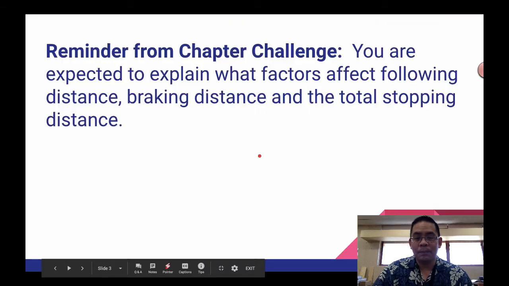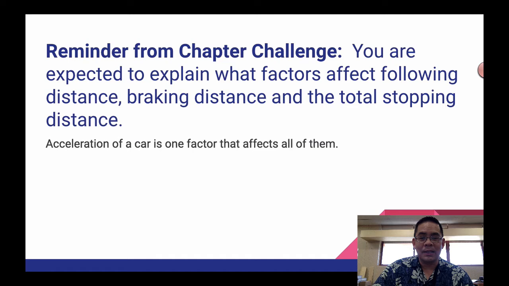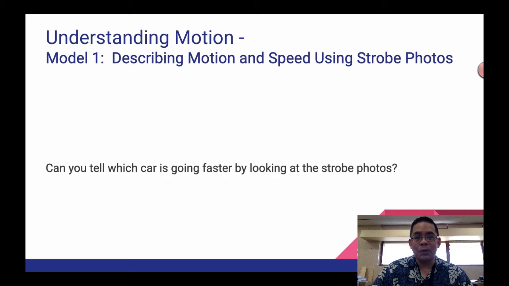strobe photos. So a reminder from the Chapter Challenge, you're expected to explain what factors affect following distance, braking distance, and total stopping distance. Well, all of that, of course, has something to do with acceleration. The acceleration of a car is one factor that affects all of them. Acceleration is a change in velocity with respect to change in time. And so we're going to look at what that motion looks like.